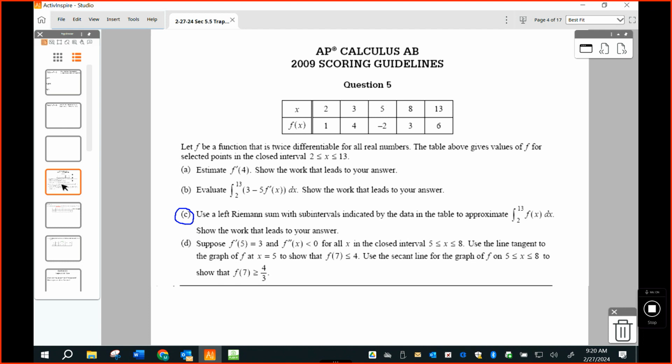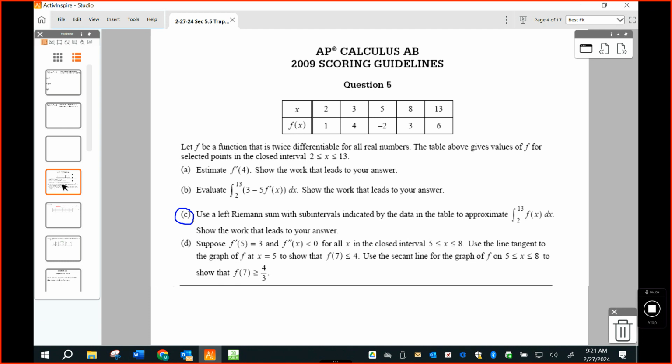This is an old AP test question. These are what the free response questions look like. A lot of them have multiple parts, like 3, 4, 5 parts. So the AP test may only have like 4 free response questions, but they each have like 4 or 5 parts. So they take a little while.